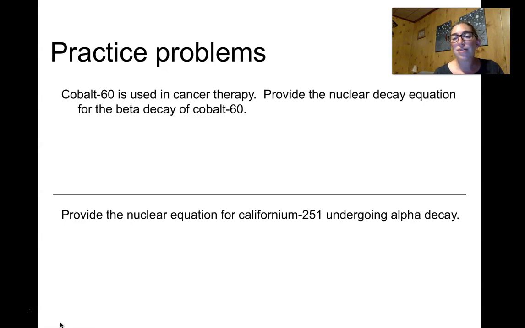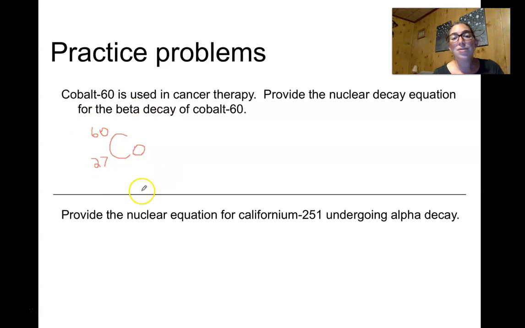Cobalt-60 is used in cancer therapy. Provide the nuclear decay equation for the beta decay of cobalt-60. All right, so the first thing we need is the symbol for cobalt, and we look on the periodic table and find that that's Co. All right, 60 is the mass number. The mass number goes on the top left. And on the periodic table, cobalt is number 27. That's the atomic number, which goes down there.